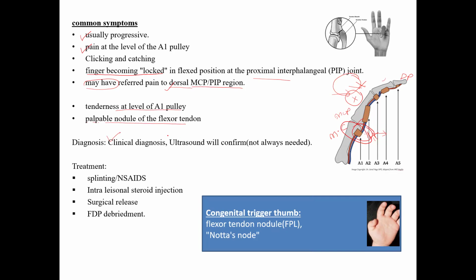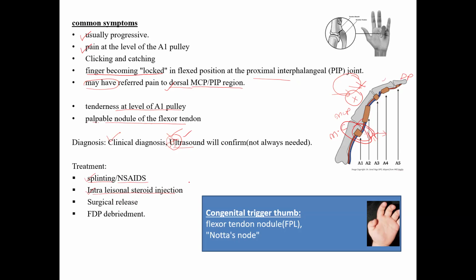Ultrasound is not needed because it's a clinical diagnosis, but sometimes for insurance approvals, or if the patient is a very Google-savvy patient who has looked everything up on Google and wants confirmation of the diagnosis, then you can do an ultrasound. But ultrasound is not always needed. Okay, how will you treat? We give a splint and NSAIDs initially, rest basically. If there is no relief, you can try a shot of intralesional steroid injection. We can use either methylprednisolone or triamcinolone.